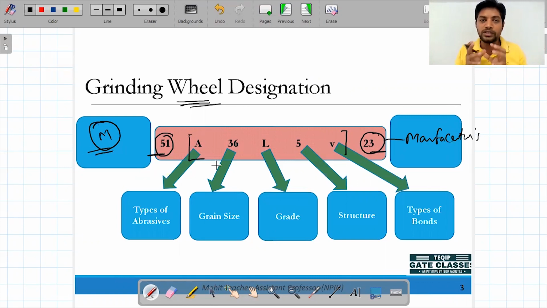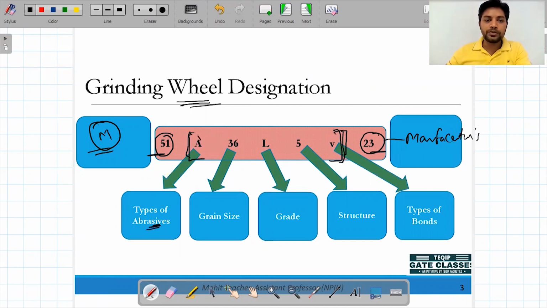Like designation means we are defining the tool, single point cutting tool, with some designation, by using ASA and by using ORS. 6 is the angle and 1 is nose radius. Similarly here also we are defining the tool with some designation, that is these 5.